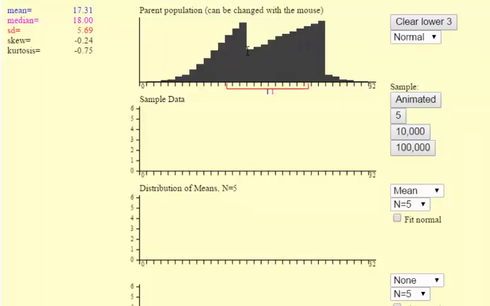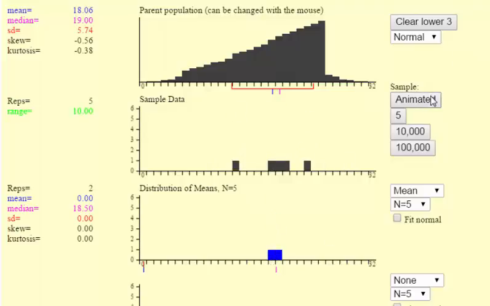I'm going to change this distribution. Here we see this is a strong left skew parent distribution. The mean has changed, the standard deviation has changed. But watch what happens. I'm going to take 5 random samples from that, calculate the sample mean below. Again, 5 random samples, calculate the sample mean below. Keep doing this 5 times.